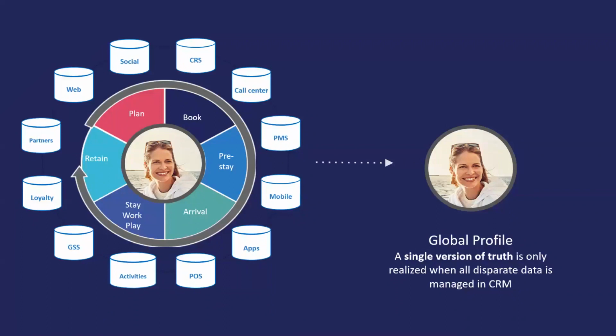You can see here the travel journey and all those systems that are mentioned. But with CRM, you're able to aggregate all those different touch points and all the systems into one place and access it for marketing, service, what have you, with what we call a global profile or a single version of truth. And that's really where you're going to be able to collect all that data and use machine learning to create those meaningful and relevant marketing moments that drive revenue.